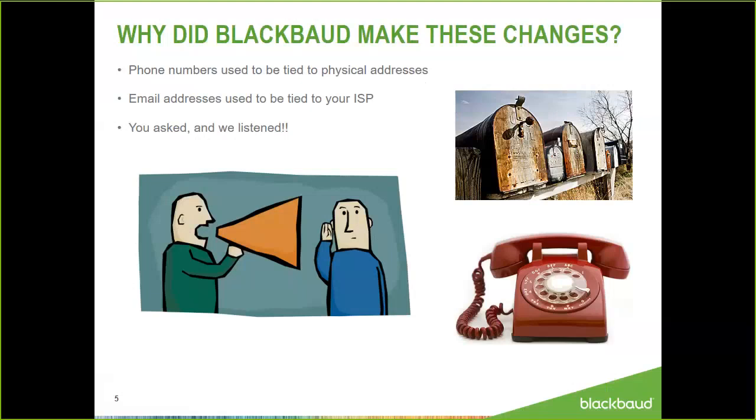So you asked and we listened. To keep up with the times, we separated phone numbers and email addresses from physical addresses in Razor's Edge 795 and moved that contact information to its own space on the constituent record. Many customers are familiar with our Idea Bank and User Voice. This was one of the top software requests on our User Voice, with almost 1,300 votes.